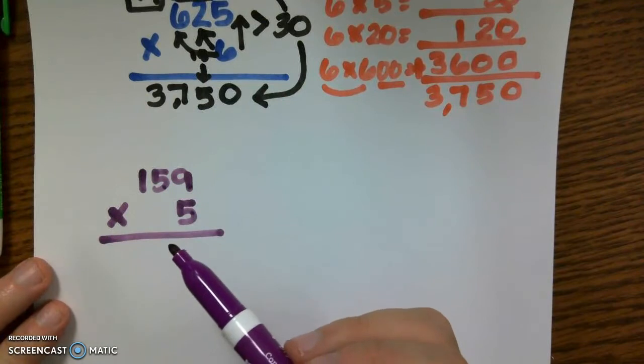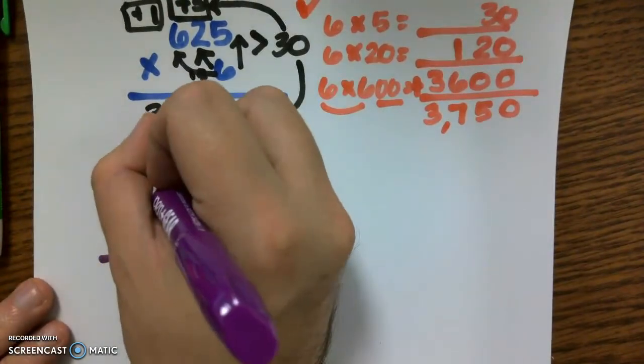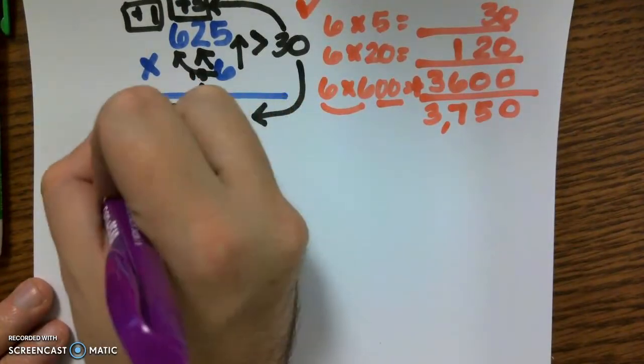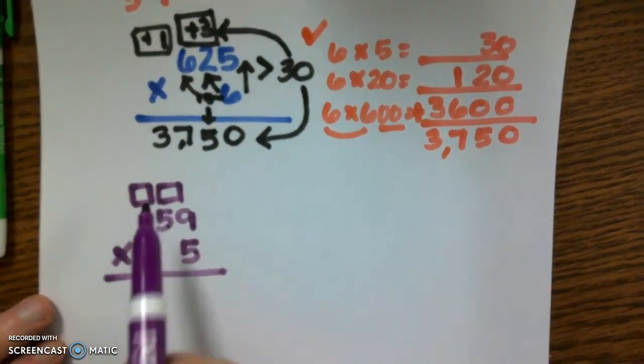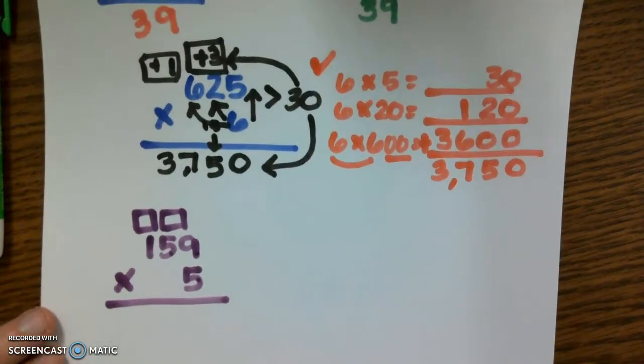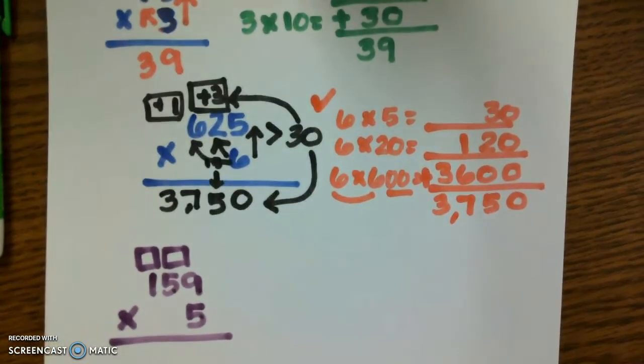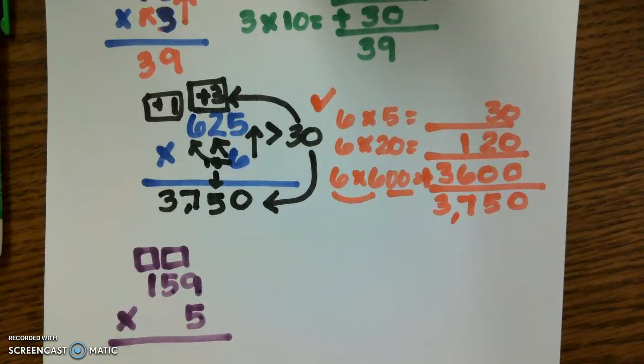Okay, I may have to regroup some, and that's okay. So here, just in case I have to regroup, I'm going to put a little box above the 10 and the hundreds place. And I know that when I regroup, I have to add those numbers to the product. I don't multiply them.